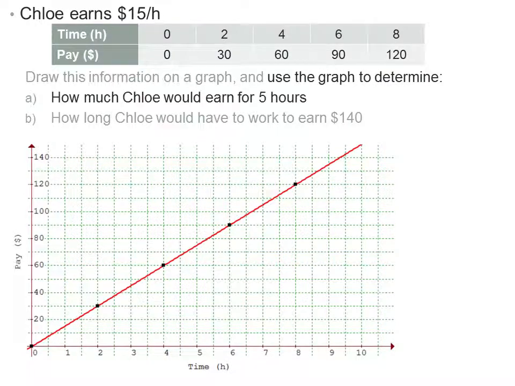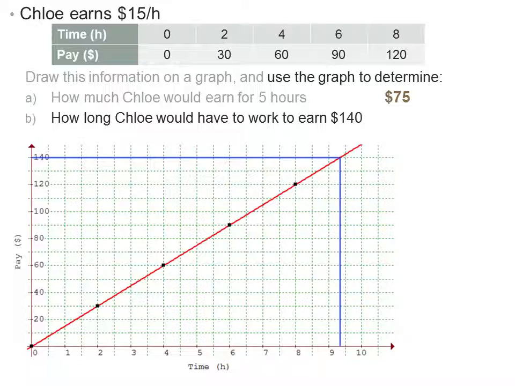How much would Chloe earn for 5 hours work? Draw a line up from 5 hours to the line on the graph, then across from there to the number of dollars. Chloe will be paid $75 for 5 hours. How long would Chloe have to work to earn $140? Draw a line across from $140, then down from the line on the graph to the number of hours. That looks like 9 1/3. 9 hours and 20 minutes.